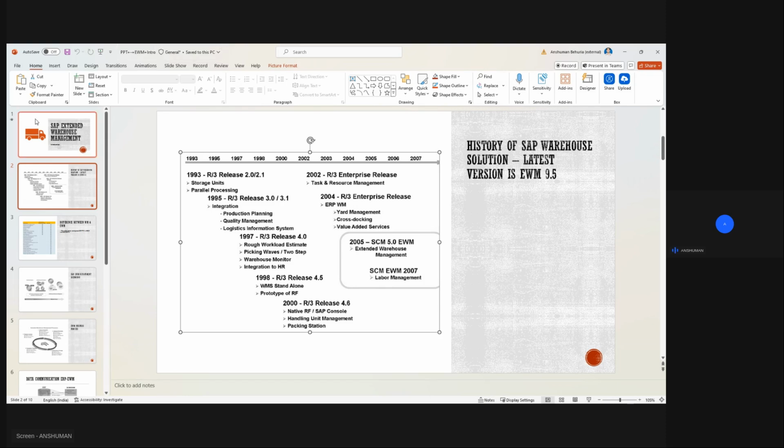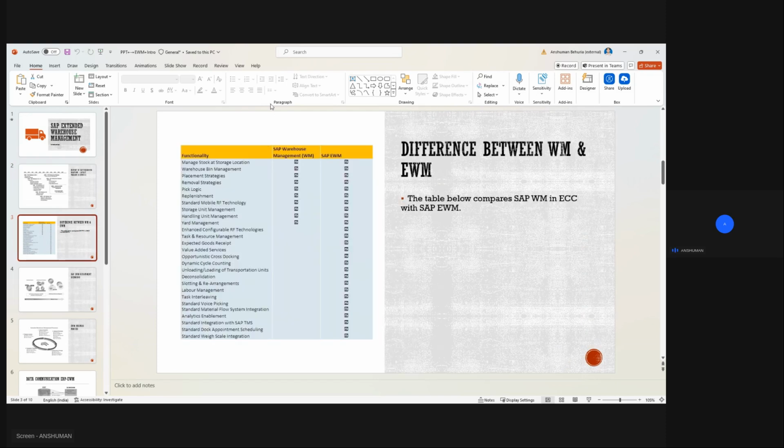Now let's understand the difference between SAP WM and SAP EWM. Whether or not you have worked with SAP WM, if you have seen the SAP WM solution anywhere, this will be helpful for you. If you are not yet associated with SAP WM, this will also be helpful for you.